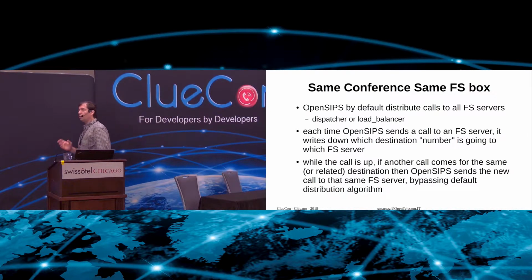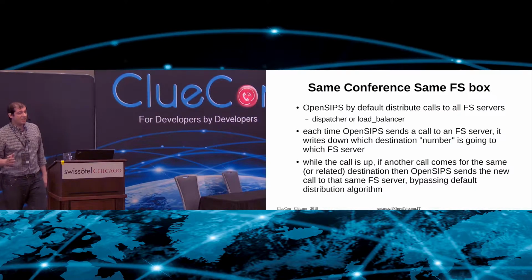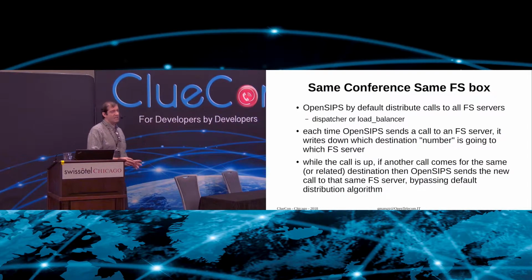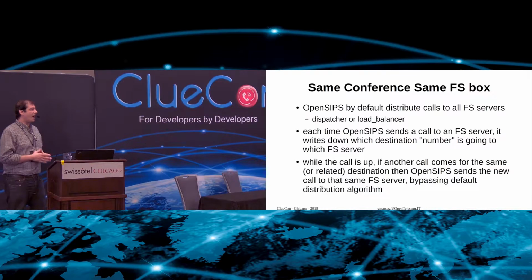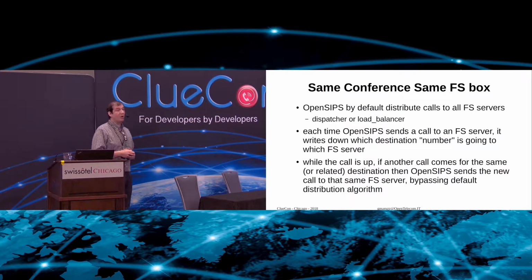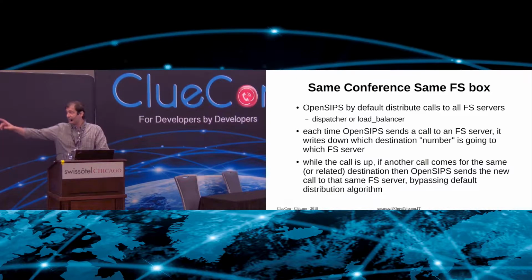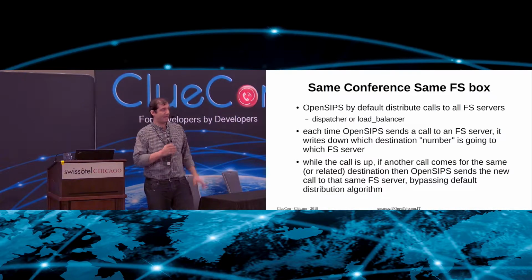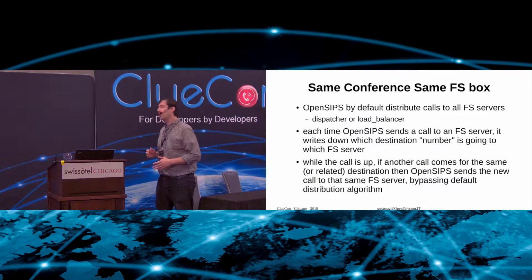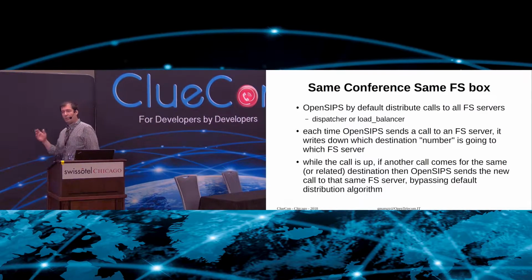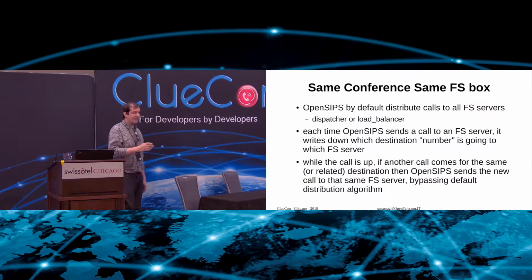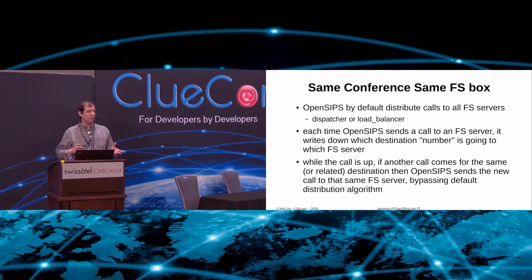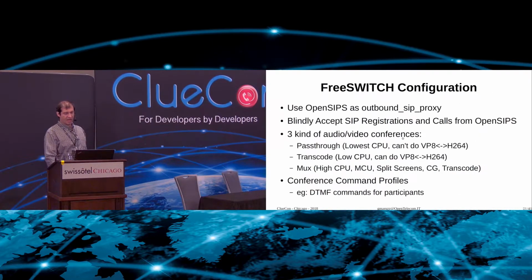So you want the same destination to stay on the same box, and you can do that using the appropriate function on the proxy, as is described here. While a call is up to a specific destination, if another call comes for that destination, it can be one user, it can be a conference, it can be whatever, an extension, we will send it to the same physical box. So it will be easy then to manage.